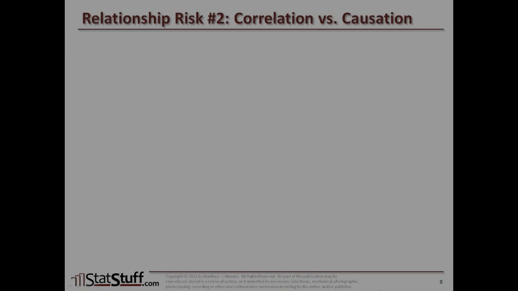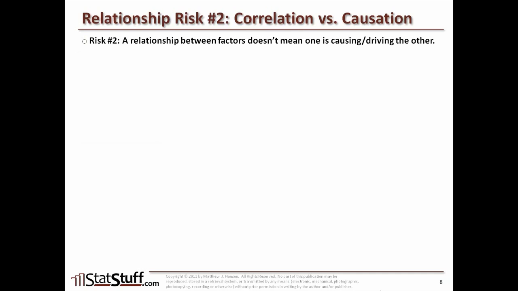Alright, now let's look at the other critical risk that deals with interpreting test results as correlation versus causation. Well, again, the other big risk that we need to consider is that just because you could draw a relationship between factors doesn't mean that one factor is actually causing or driving the other. That goes back to the issue of correlation versus causation.